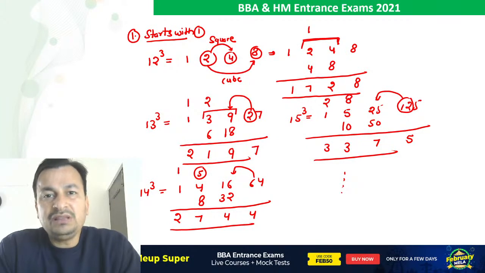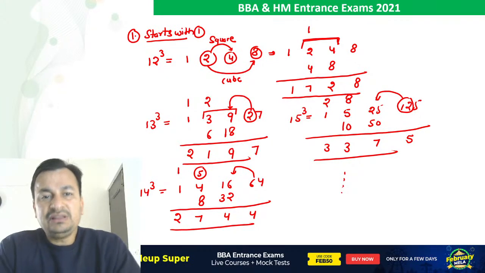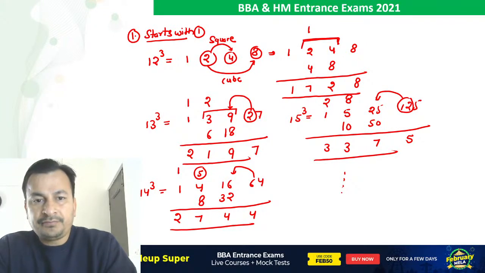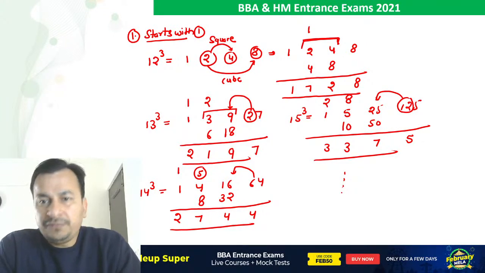So this is the way, my dear students, how we find out the cube of a two-digit number that starts with 1. I hope this is clear to all of you. Can we move on to the second category now, my dear students?